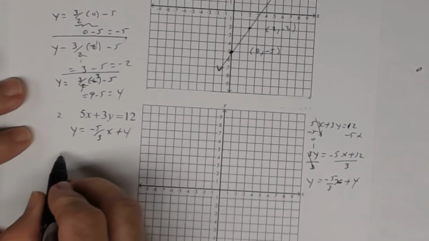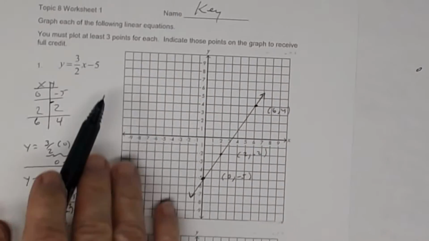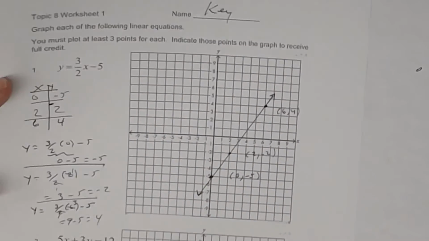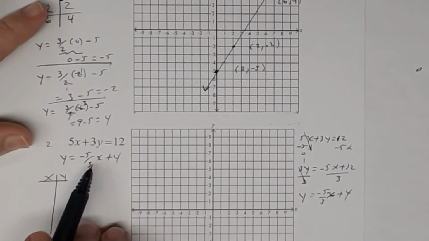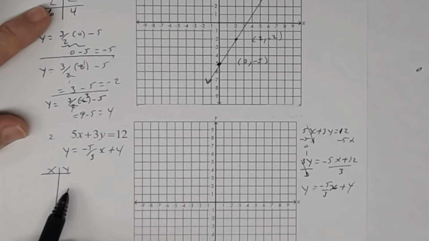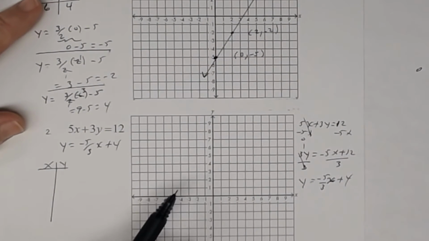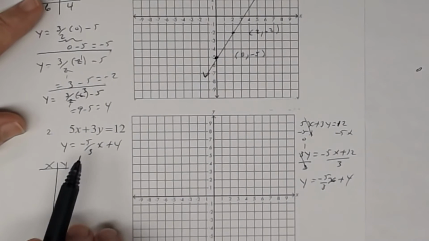Okay, so let's use a t-table to help us with this. So we need 3 points because that's what the directions say. All right, so with y by itself, I want you to notice an easy number to use for x here. Remember, you want to try and get these to be integers. It makes things so much easier for you in terms of plotting these points.